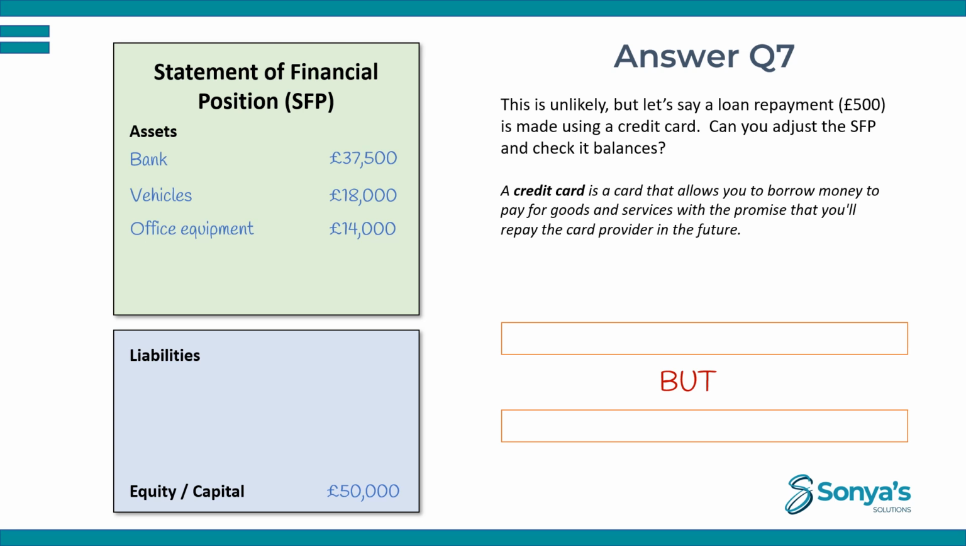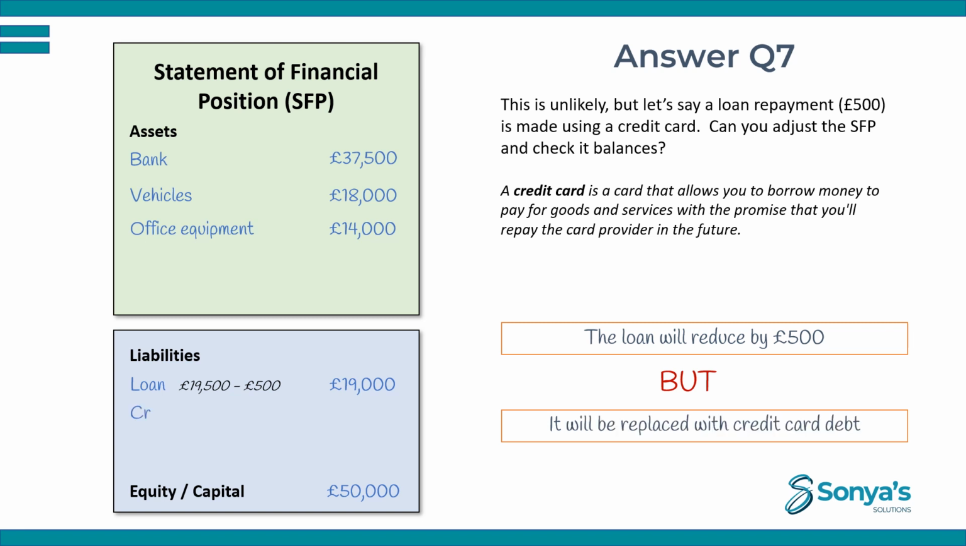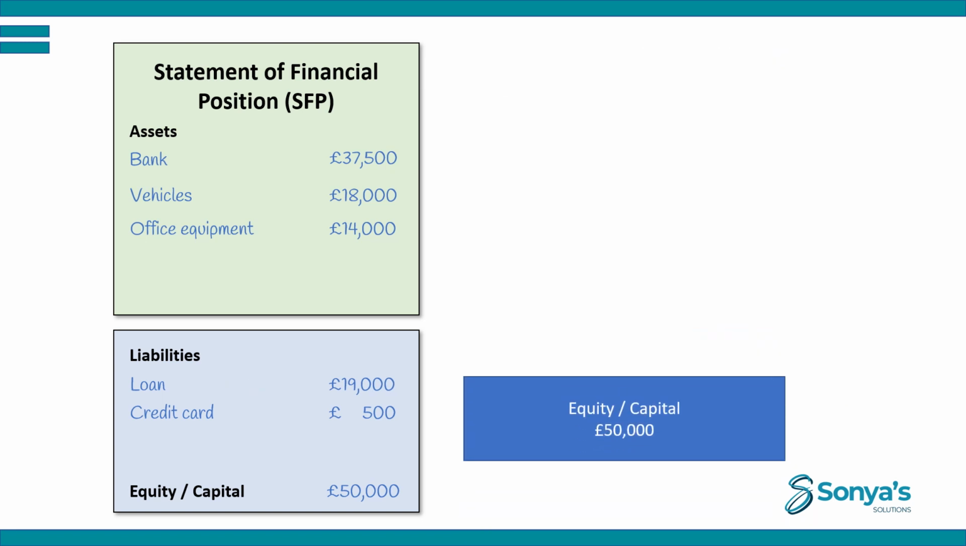In this example, the change is in the liabilities section. The loan repayment will reduce the amount owed by £500, but it is replaced with credit card debt. The balance between assets and liabilities is still maintained. Throughout all of the activities, even though there have been changes in assets and liabilities, equity remains at £50,000.